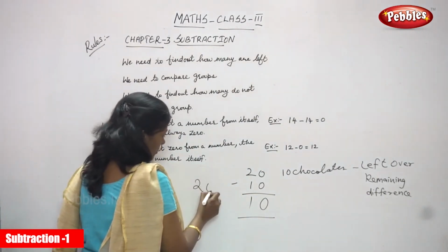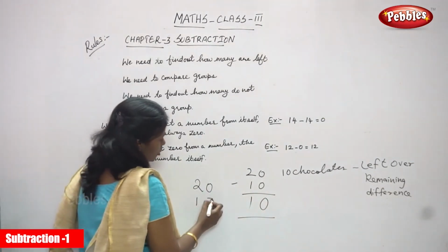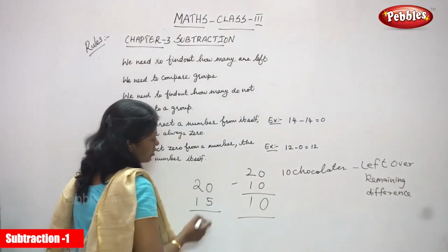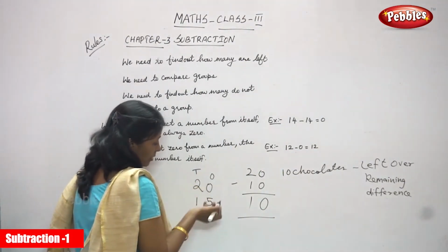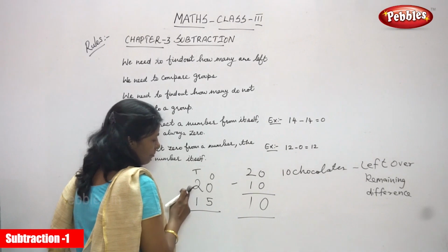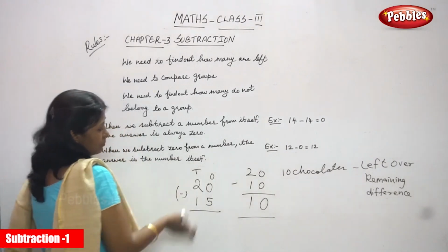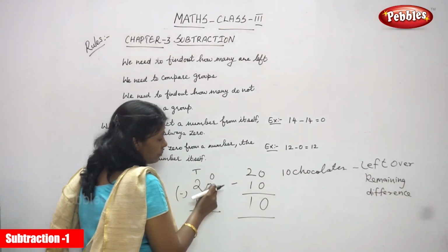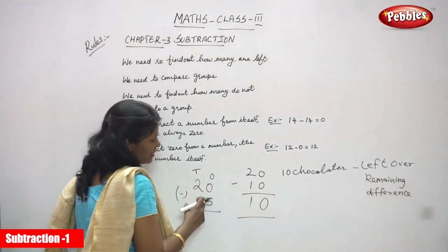Again I want to give some examples. The same 20 chocolates, but I gave 15 chocolates to one of my students. That means 0 minus 5, you can't subtract. So it is a borrowing subtraction. This is the ones place and this is the tens place. What am I going to do? I have to borrow from the tens place. How many ones? 0 ones. How many tens? 2 tens. Because 0 minus 5 is not practically possible, the top number must be greater. The borrowing number is always greater.